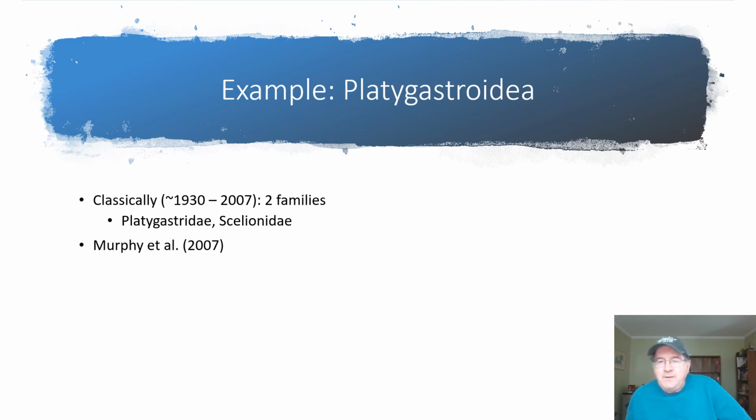That changed when Nick Murphy, who was a postdoc at the University of Adelaide in South Australia, working in Andy Austin's lab, together with a few other co-authors, published the first phylogenetic analysis for Platygastroidea based upon 3 molecular markers.